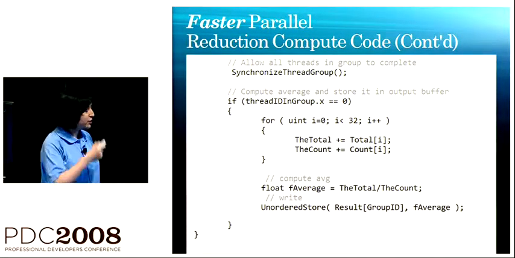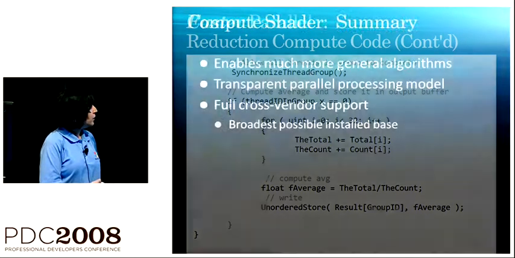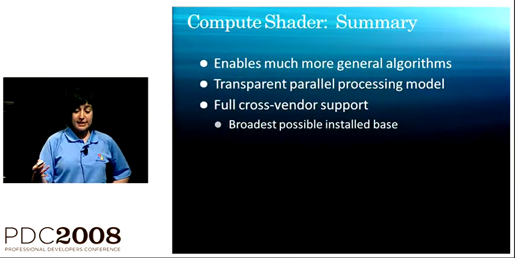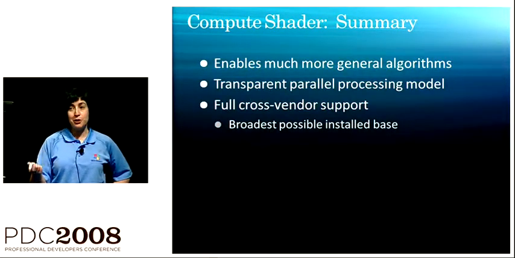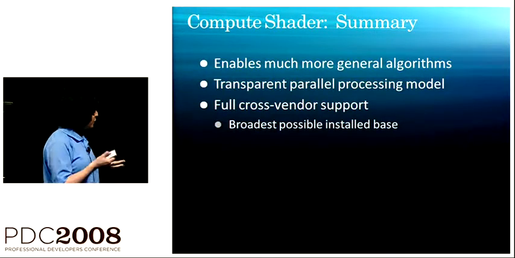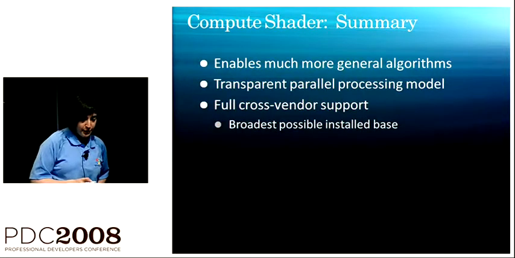There's nothing new. So you can sort of read about all those things. The idea, getting back to the summary, is this enables much more general algorithms to be moved to the GPU to take advantage of the increases in GPU performance. It's this transparent parallel processing model.